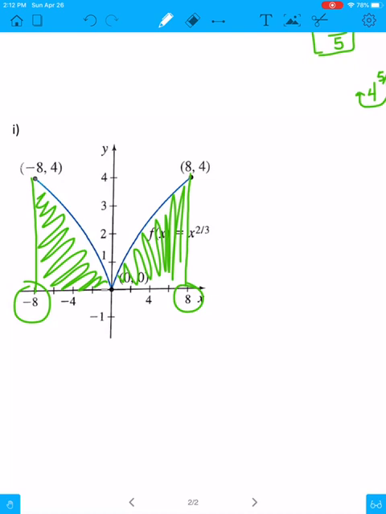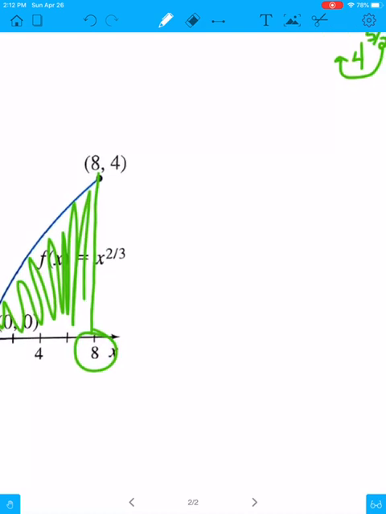Okay, if it was a piecewise function, we'd have to find the area from -8 to 0 with a specific equation, and then 0 to 8 with a specific equation, which we are going to do in the next lesson. But this lesson, this is just one graph, x to the 2/3. So we're just trying to find the integral from -8 to 8 of x to the 2/3 dx.